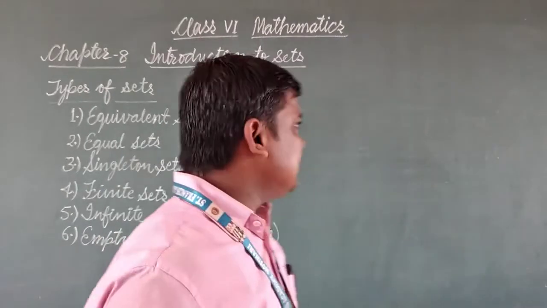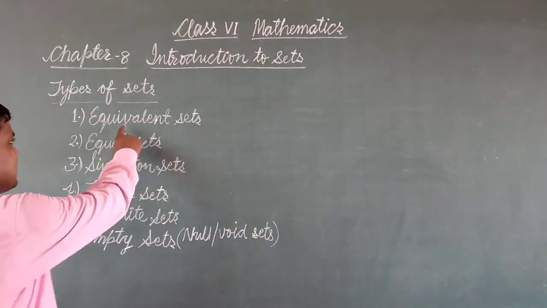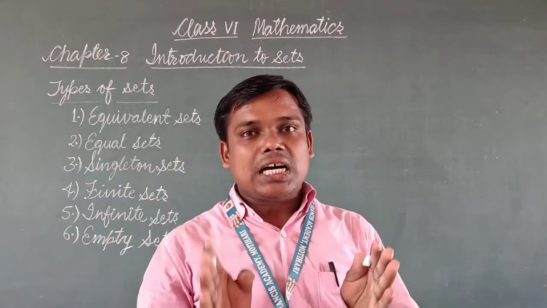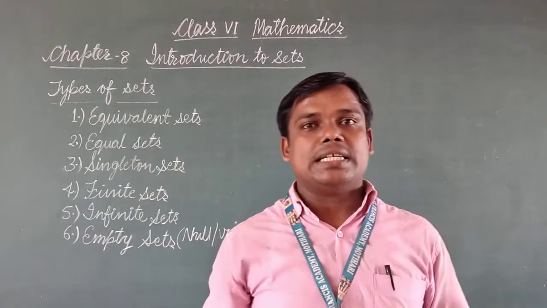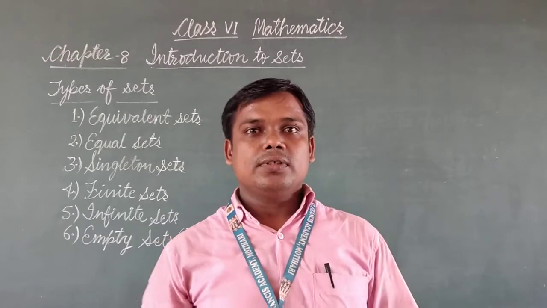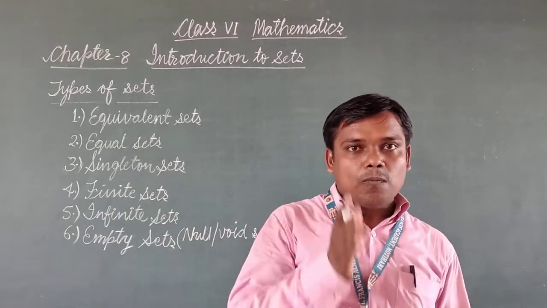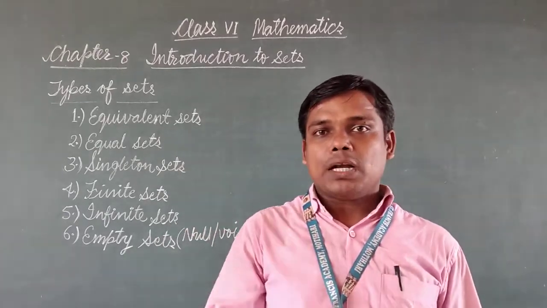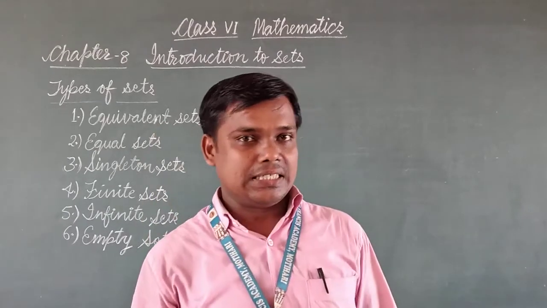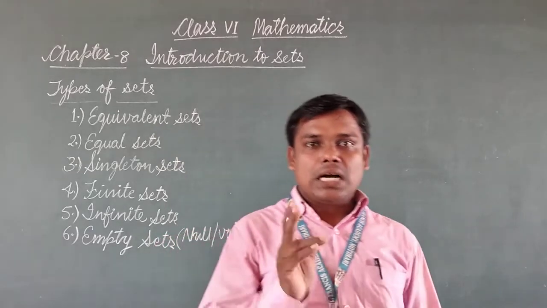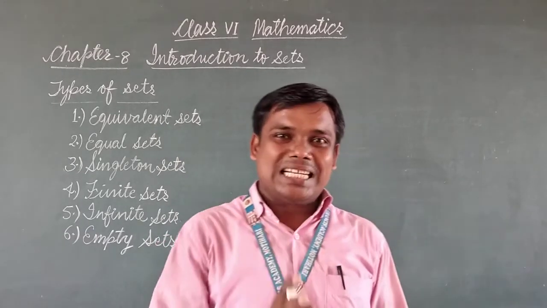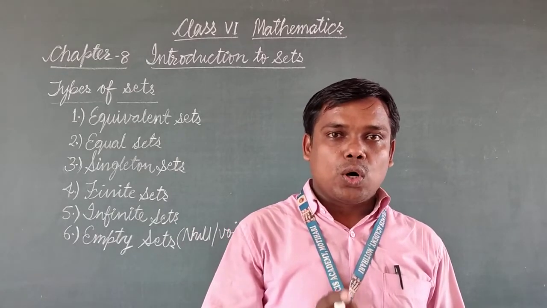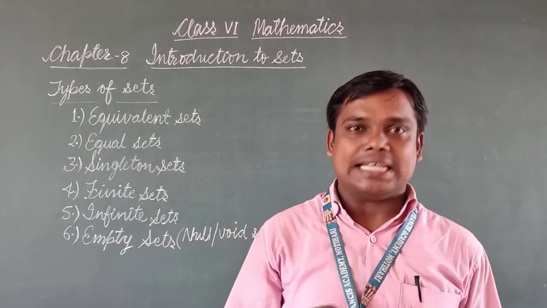The first set is equivalent sets. Two sets are said to be equivalent sets if the number of elements in the first set is equal to the number of elements in the second set. Means the cardinal number of both sets are equal, then sets are called equivalent sets.